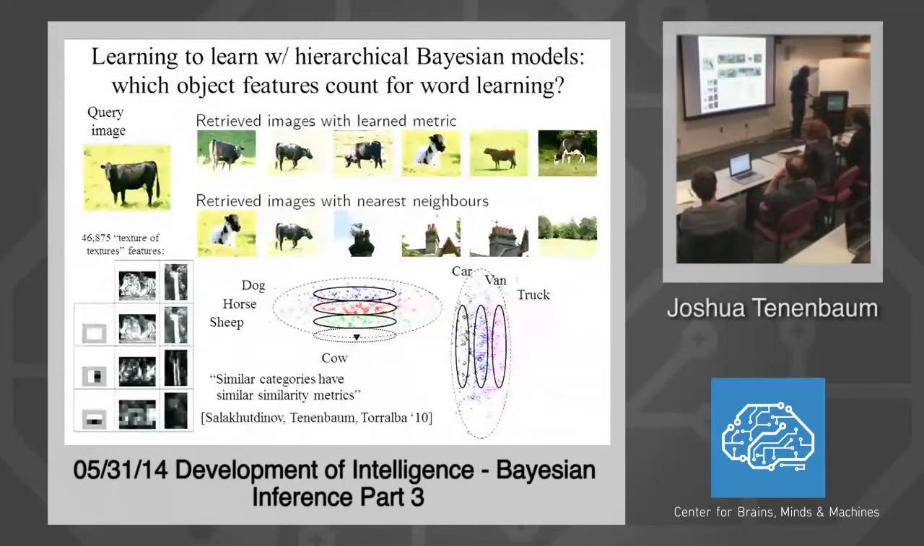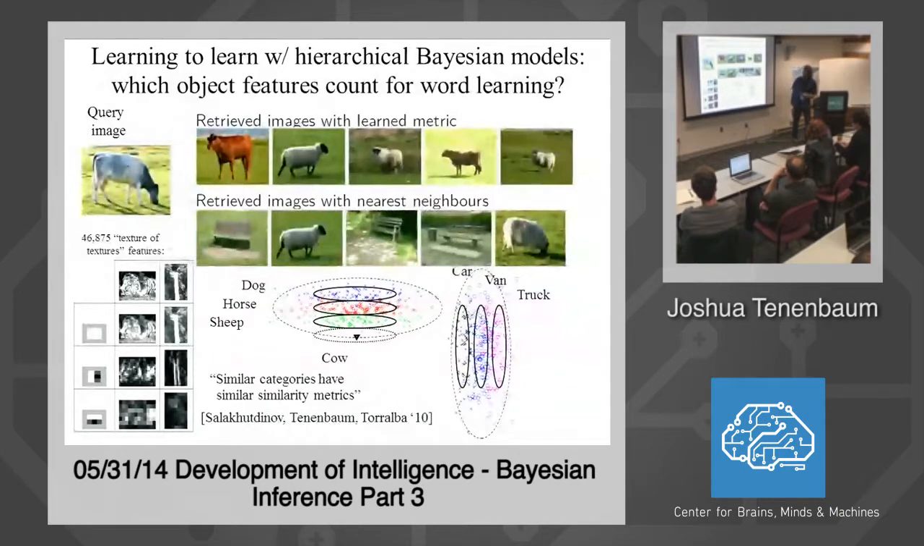And the way that's captured in this model is by learning. Here's just another example: given this cow, you get other cows and sheep, whereas here you get some sheep and some park benches. So this is not what you want, but that's what you get in the original space, and this is what you get with the learned metric.